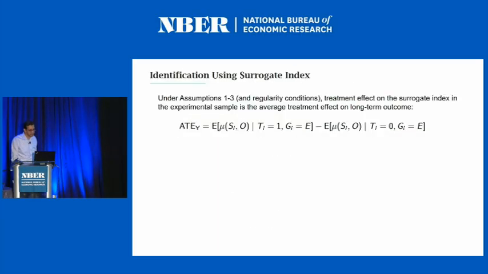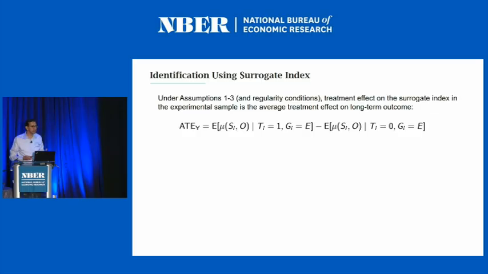Now the key result is that under the 3 assumptions that I stated earlier, and certain regularity conditions, the treatment effect on the surrogate index, which you've estimated in the observational sample, if you now take that over to the experimental sample, those predicted values which you can construct, the treatment effect on the surrogate index in the experimental sample is going to be exactly the average treatment effect on the long-term outcome that you are interested in. So the ATE on the long-term outcome of interest Y is the conditional expectation of the surrogate index when you're receiving treatment minus the conditional expectation of the surrogate index when you're in the control group.